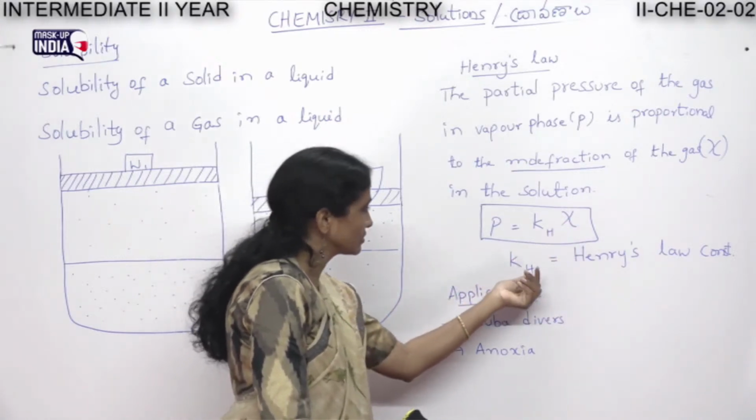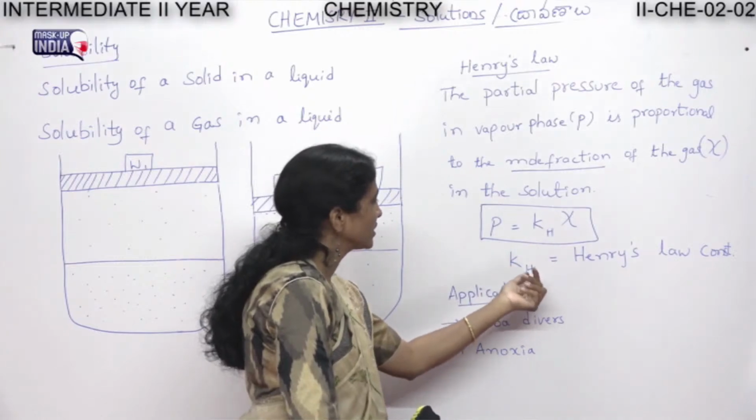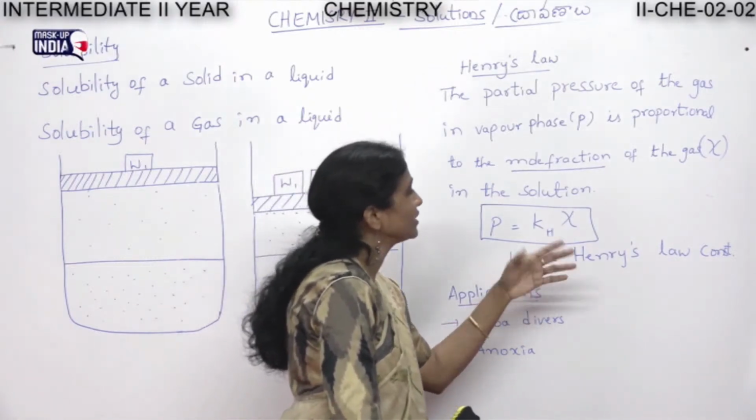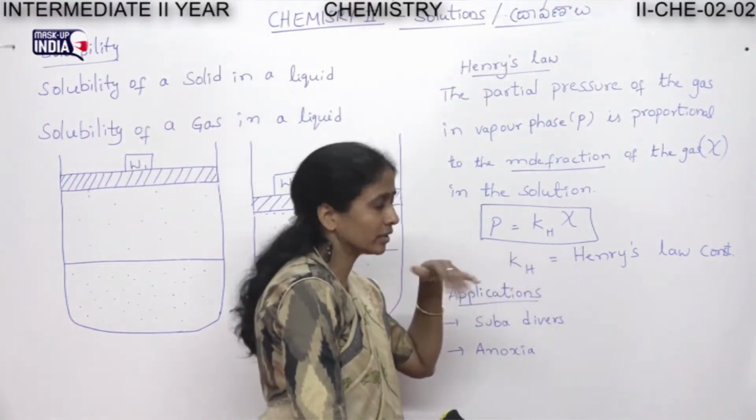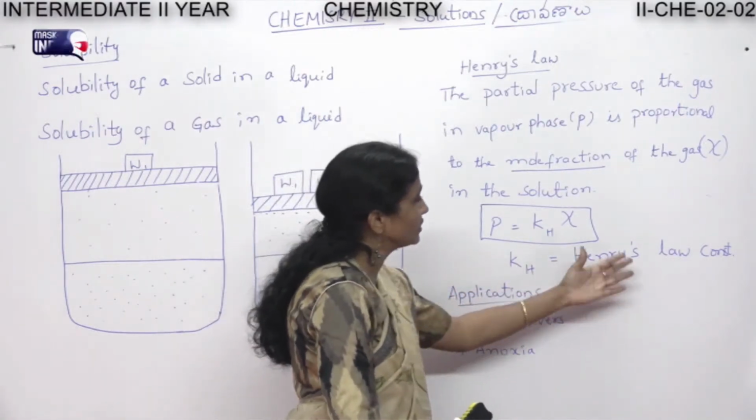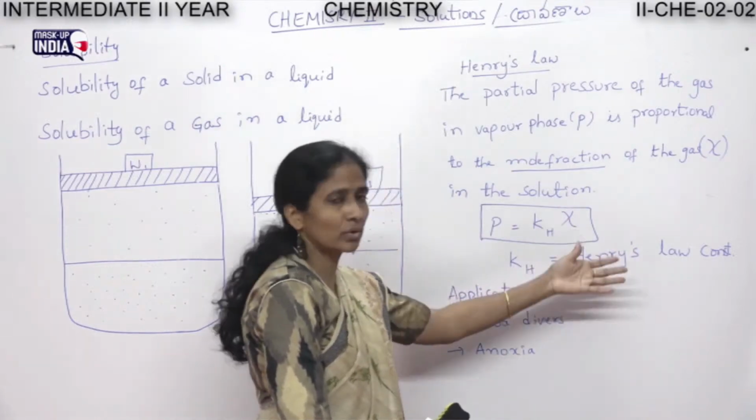Okay, KH. K is a constant and H stands for Henry, Henry's constant. So KH equals the Henry's law constant.